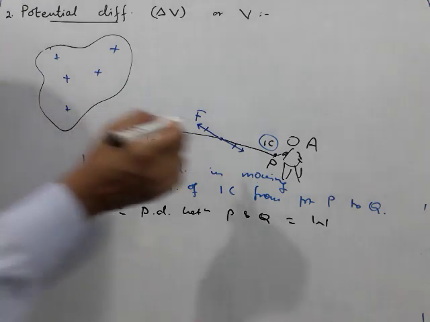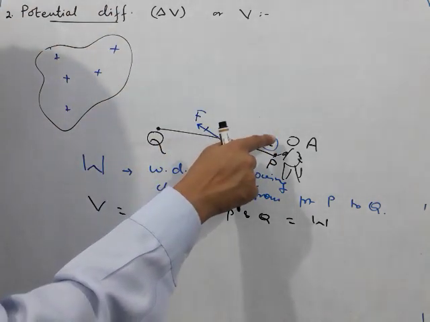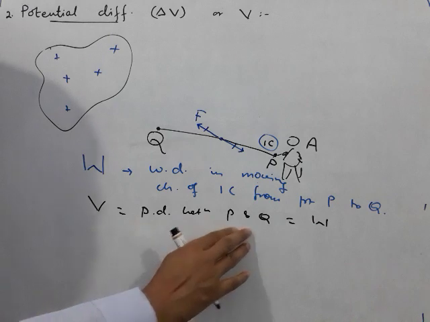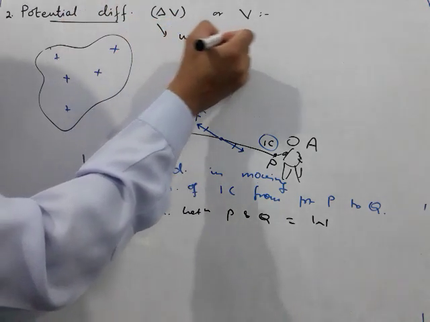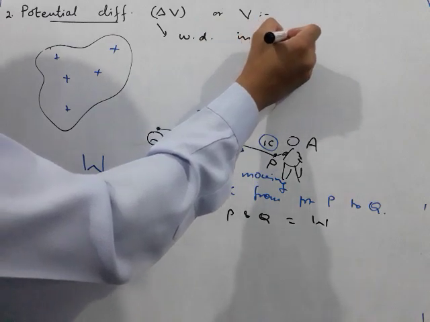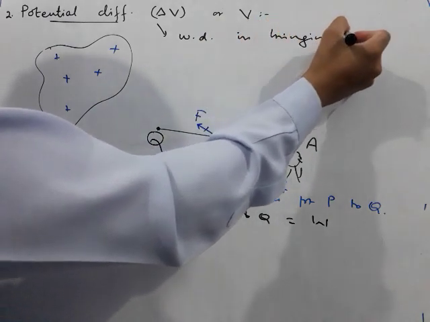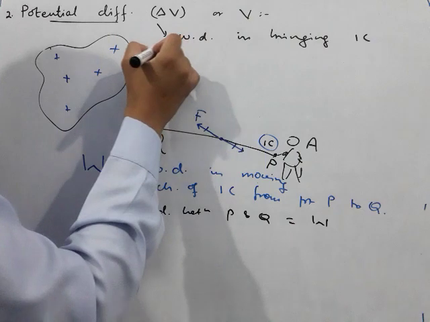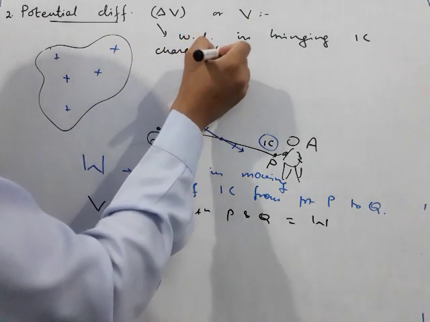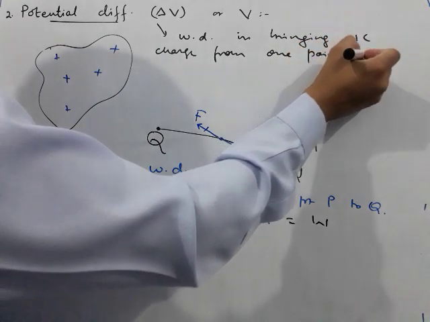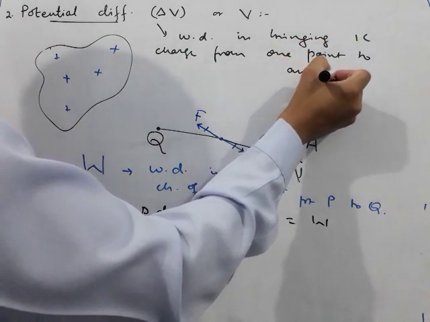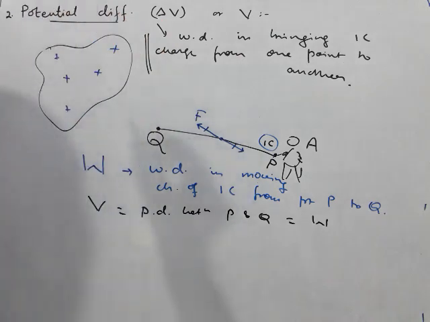Now suppose the person is not bringing 1 coulomb charge. This is by definition. Okay, this is the definition for potential difference. Potential difference between 2 points is defined as the work done by external agent in bringing 1 coulomb charge from one point to another. You must have written these definitions in your copy, students. This is the definition for potential difference.